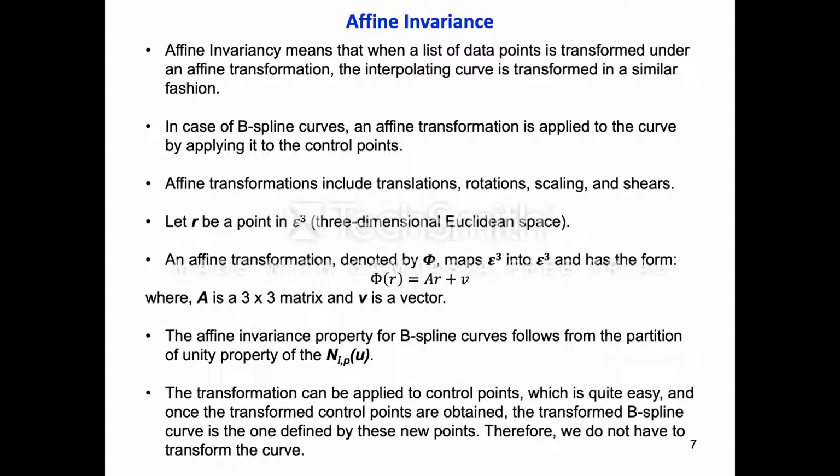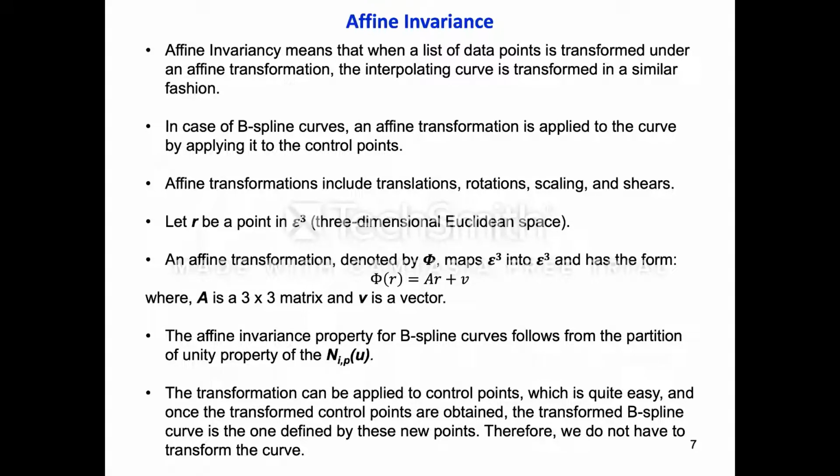Let R be a point in a three-dimensional Euclidean space. An affine transformation is denoted by phi, where the three-dimensional Euclidean space maps into itself and has the form phi of R equals AR plus V, where A is a 3 by 3 matrix and V is a vector.